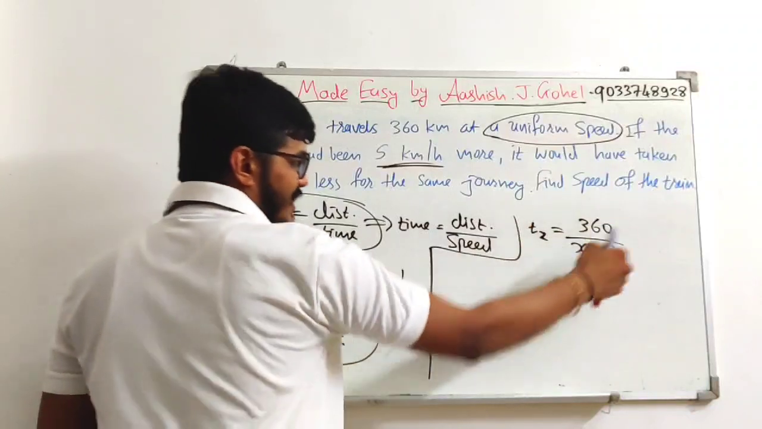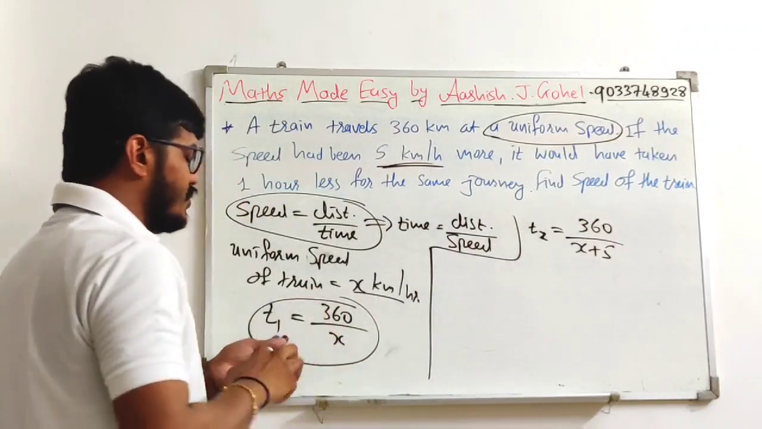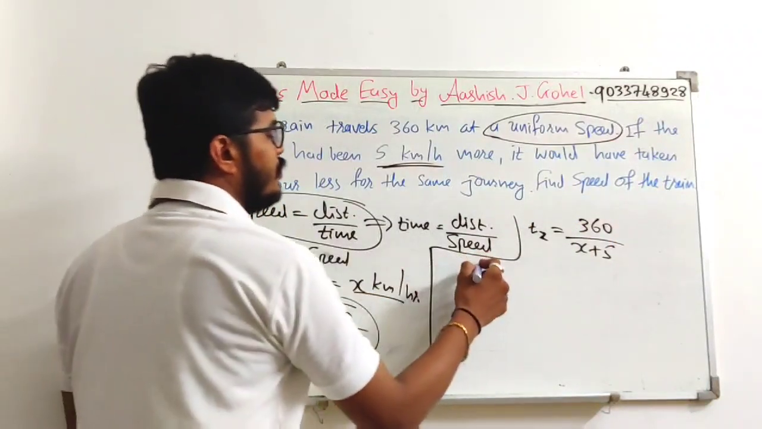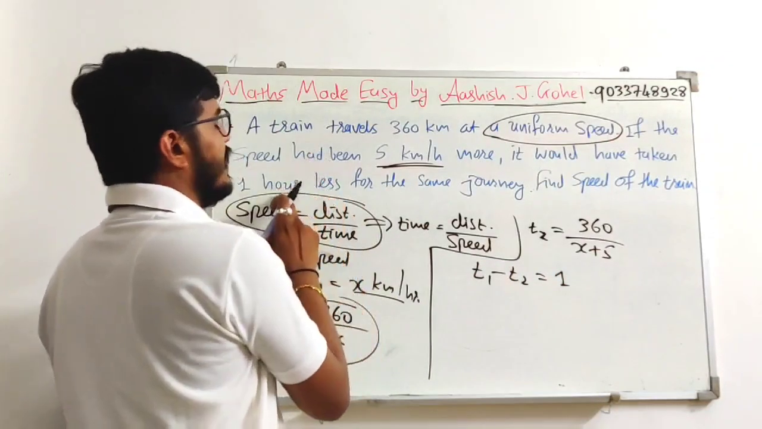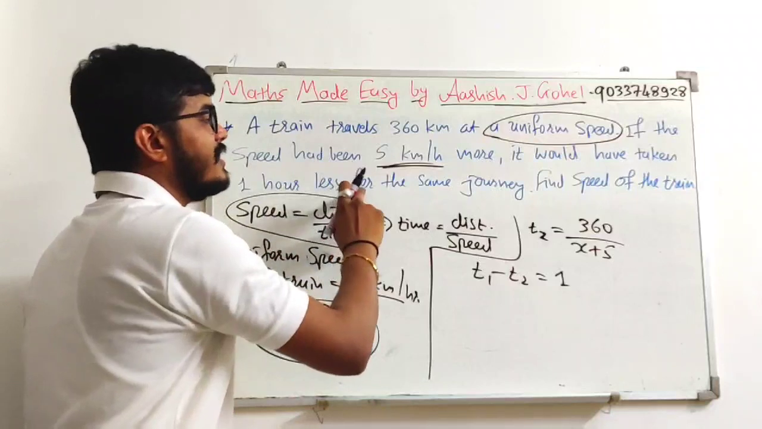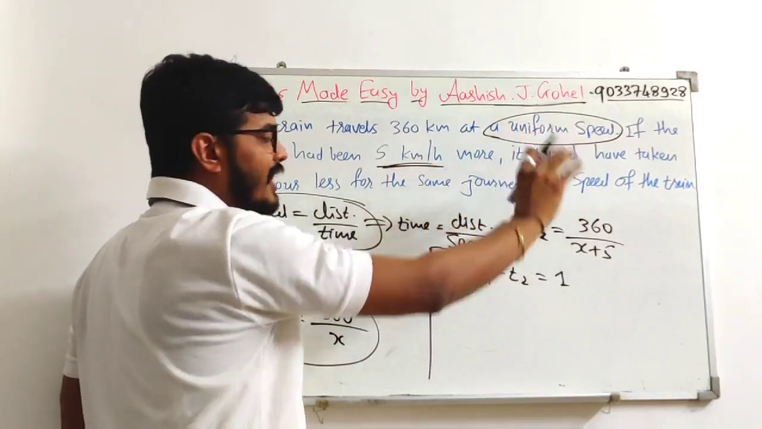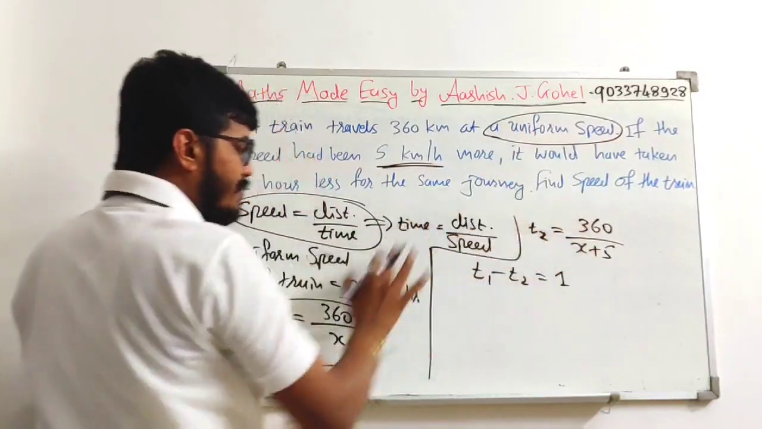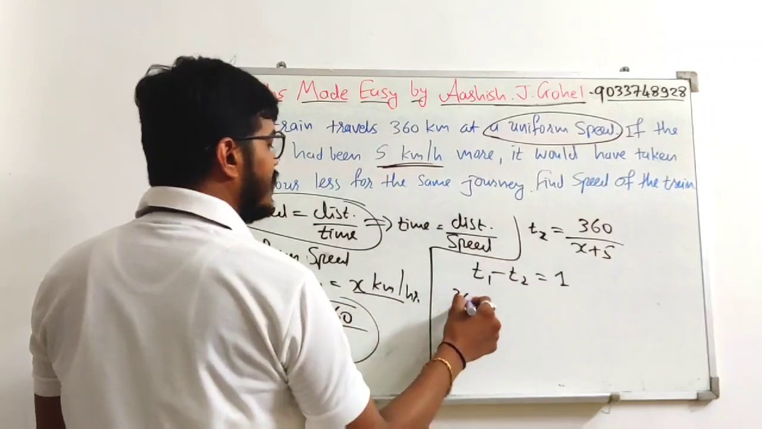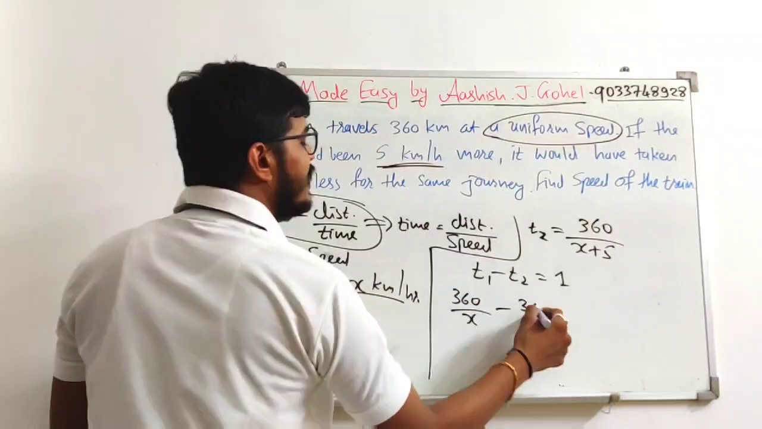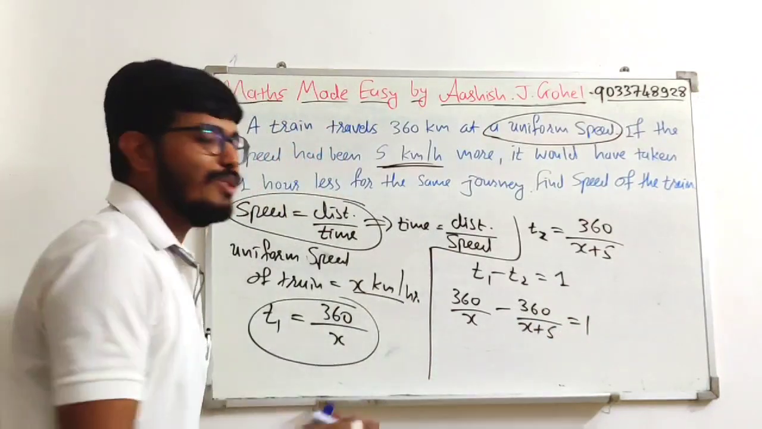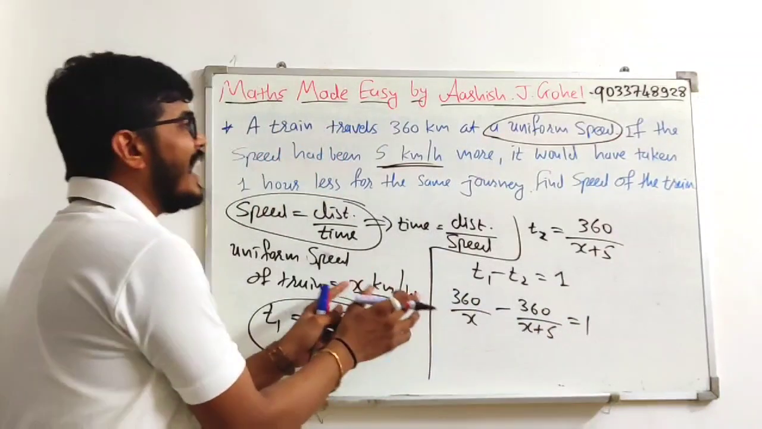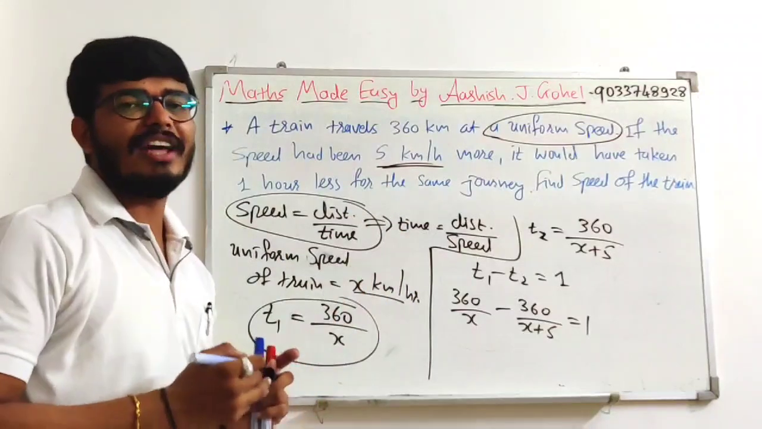So this part is smaller one, this part is larger one. So if I take difference of these two, then the difference between these two times is 1 hour, it is given. It will take 1 hour less for the same journey. Now with the help of this concept we will make one equation. So 360 divided by x minus 360 divided by x plus 5 is equal to 1. We need to simplify this equation to get our final answer.